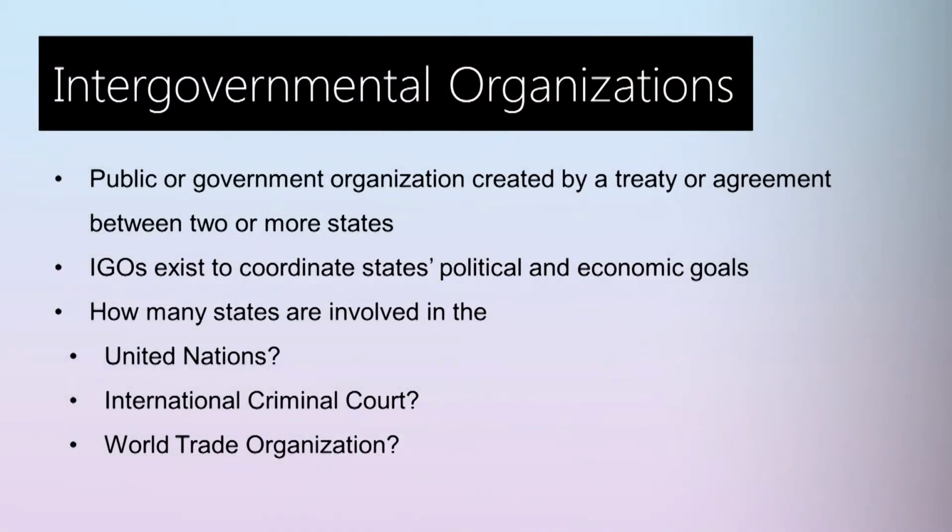One of the other challenges of globalization is a new form of governance. Sometimes we call them international governmental organizations, but intergovernmental organizations will work as well. These are public or government organizations created by either treaty or agreement between two or more states. IGOs exist to coordinate political and economic goals. There are many different ways that they might do this, and of course, some of these agreements will vary greatly in size. So I'll give you a challenge to find out how many states are involved in the three following organizations: the United Nations, which you're all participating in through Model UN, the International Criminal Court, and lastly, the World Trade Organization. I also challenge you to find out what each of these organizations does.